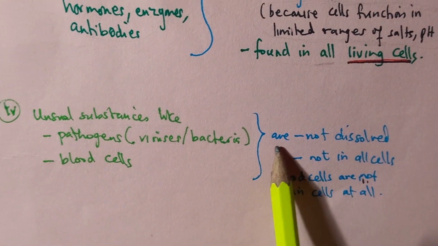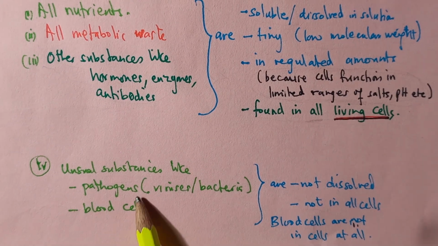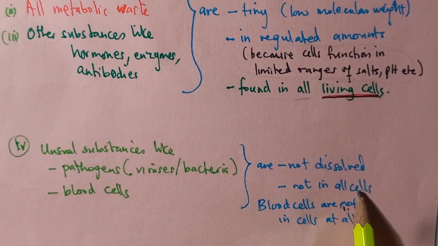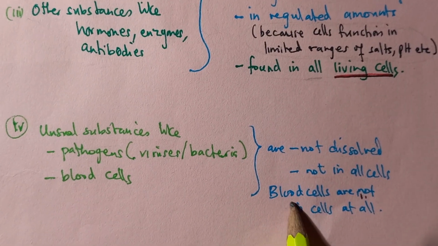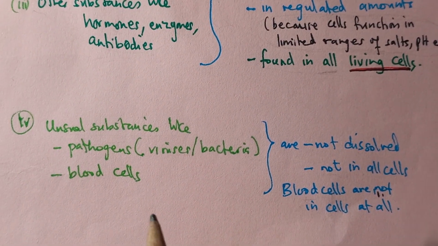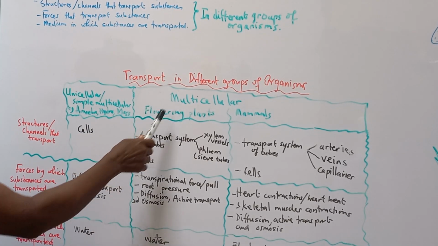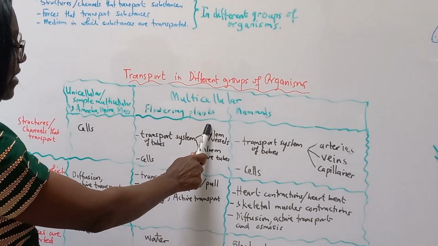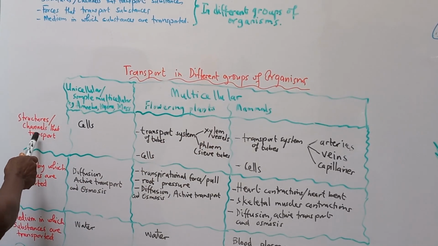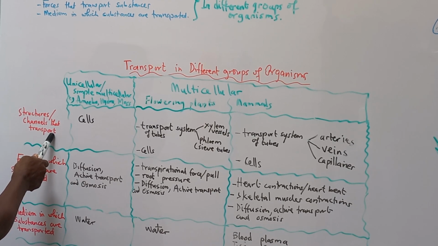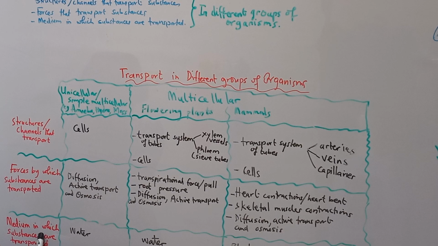Pathogens and viruses can occur in all cells, but blood cells are not in cells. They are kept in tubes. We'll talk about them later. So we'll look at transport in different groups of organisms: unicellular or simple multicellular ones like amoeba, hydra, moss, and multicellular ones like flowering plants and mammals, because there are differences in the structures or channels that transport the substances, the forces by which substances are transported, and the medium in which substances are transported.